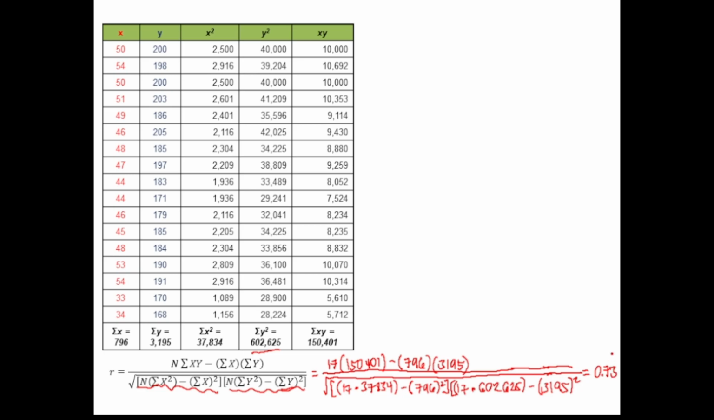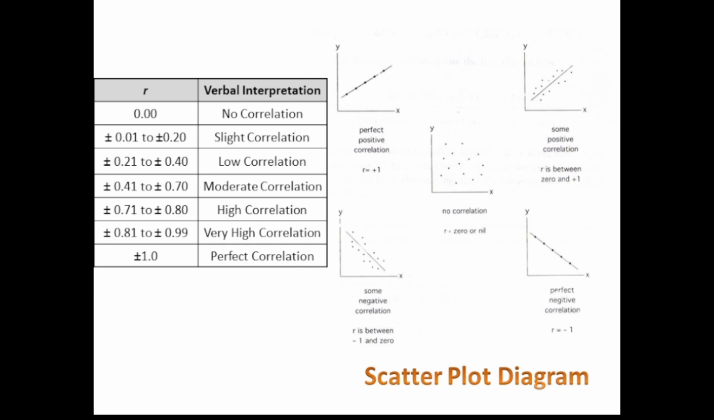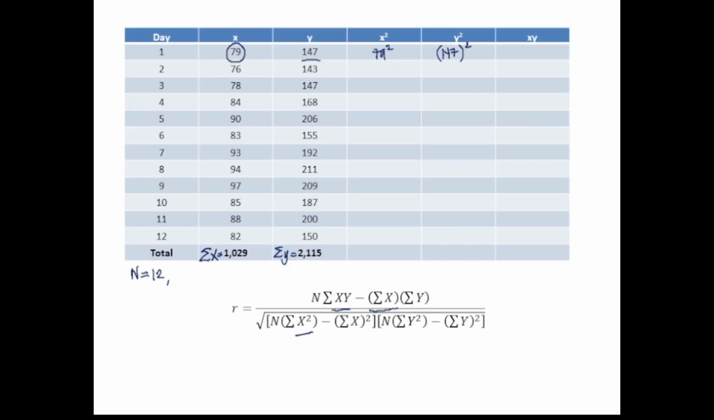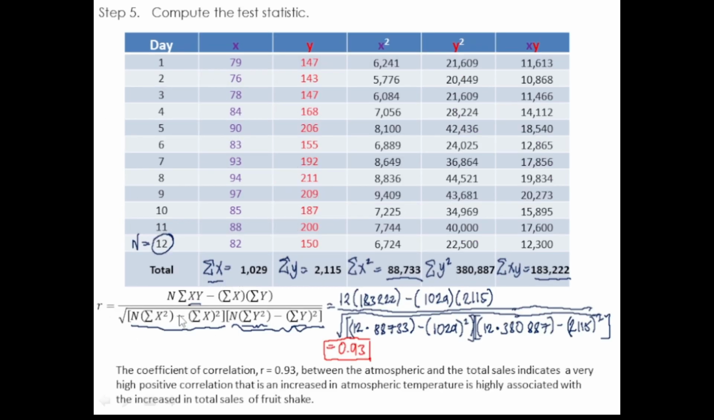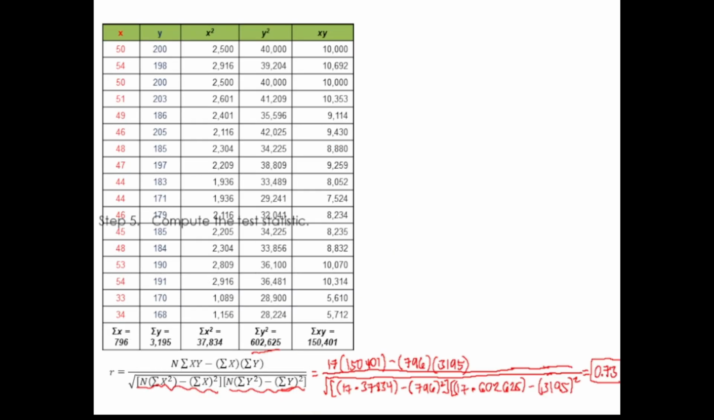0.73. Now, if we're going to interpret this, yung 0.73. Okay. So, 0.73 nasa high correlation po siya. Okay? 0.73 ay nasa high correlation. So, meron talagang correlated, very high ang kanilang correlation sa isa't isa. Okay. 0.73 ang na-compute po natin sa R natin.